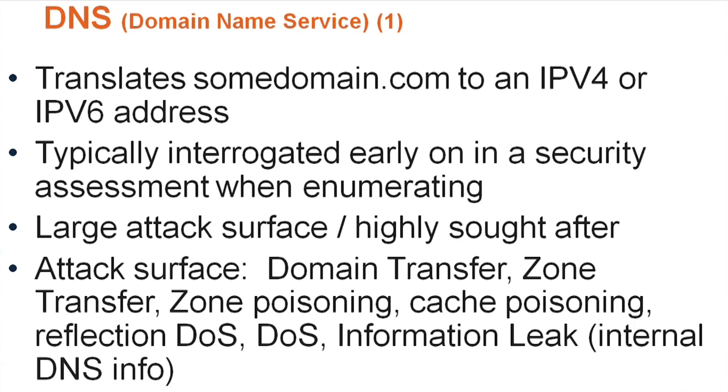DNS is typically interrogated early on in a security assessment when enumerating. It's usually one of the first things you do. Usually you're just given a domain name as your first part of the target, and that's all you're given. There's a large attack surface, and it's highly sought after, and it's difficult to detect because it's usually handled by someone else and you're not in control of those logs, so you don't even know who's querying your DNS.